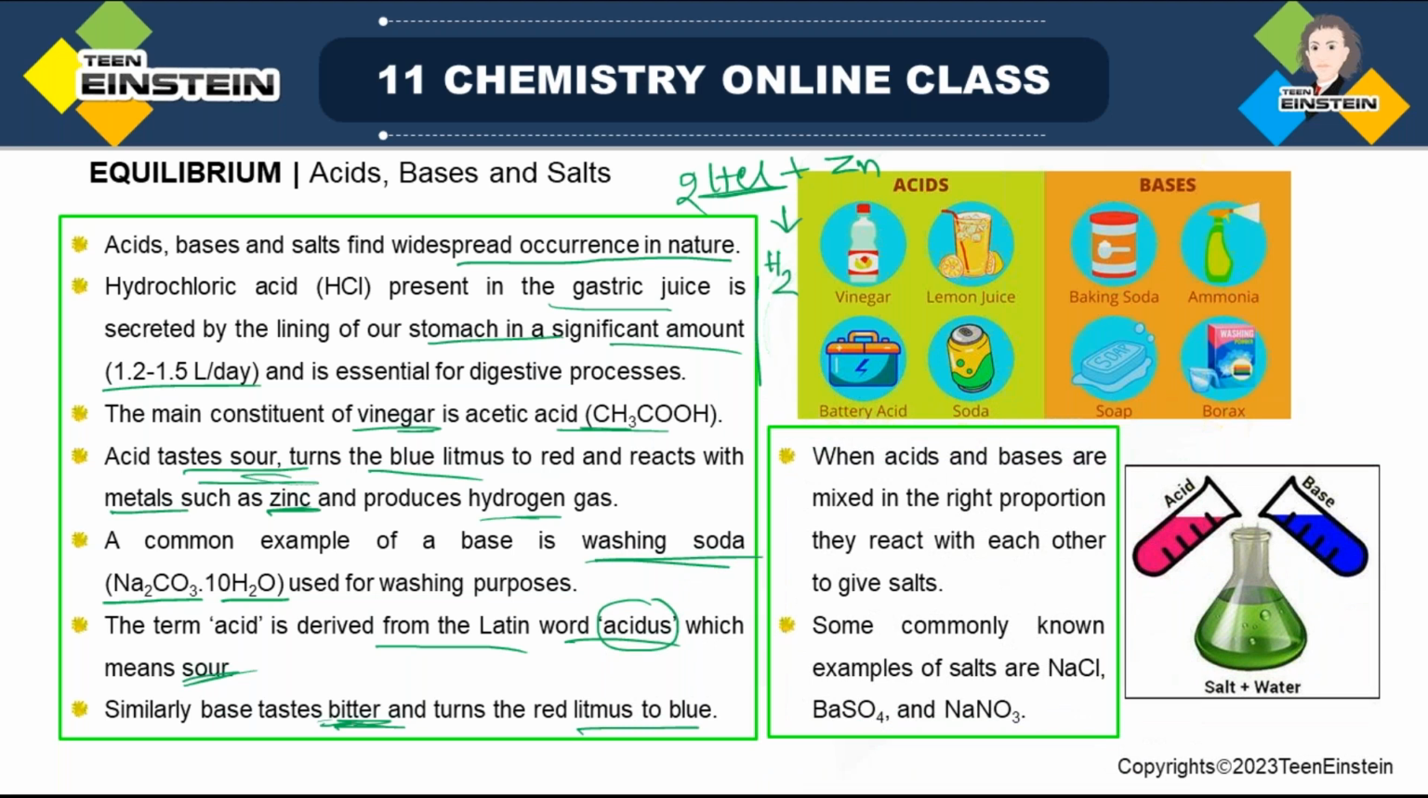What about salt? When acid and base are mixed in the right proportion, they react with each other to give salt and water. Some commonly known examples of salt: sodium chloride, BaSO4, and NaNO3. Just take the example of NaCl, how you will get it. You mix HCl and NaOH. Na and Cl together produce NaCl, and H and OH together produce water. Then if you consider the example BaSO4, the acid will obviously be H2SO4, sulfuric acid, because we need the sulfate ion, and the base will be Ba(OH)2.